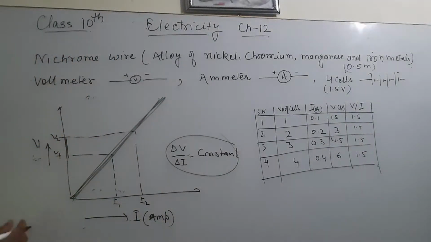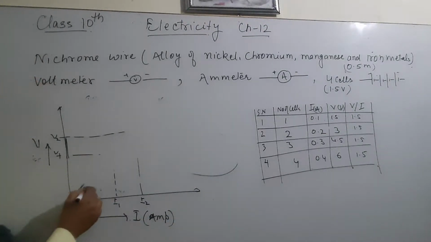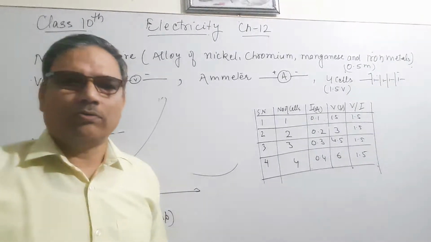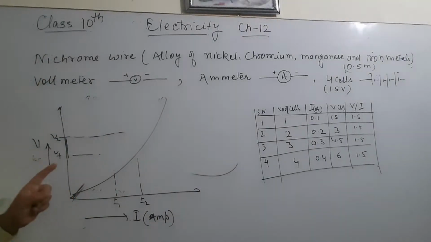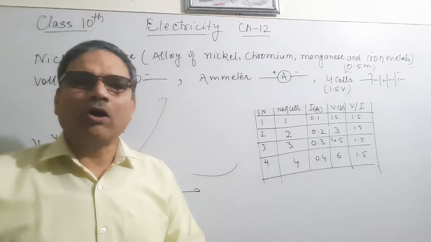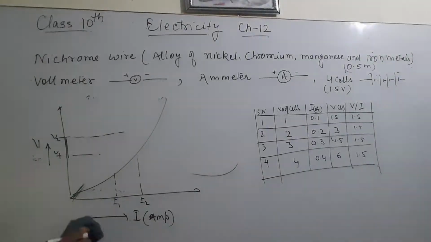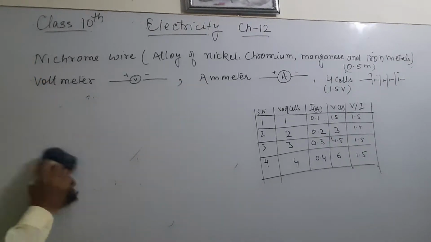If the graph is not a straight line, if the graph is like this, it means it does not follow Ohm's law, because the relationship between V and I, or the ratio of V and I, is not constant. Then algebraically, how can we prove it?